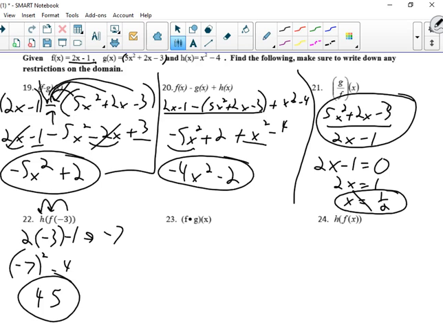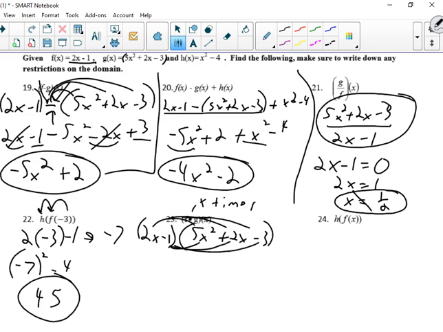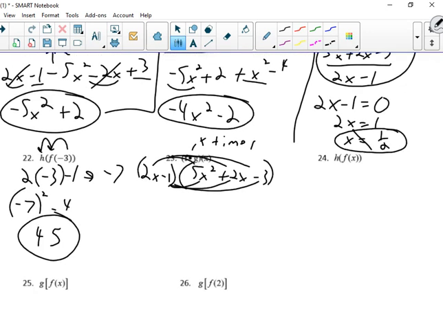23, f of g of x. I'm sorry, not of. It's a solid dot. This means multiply, times, all that good stuff. So now, what I told you not to do in 19, we're going to do it. 2x minus 1 times 5x squared plus 2x minus 3. We finally get to multiply. 2x times everything. Negative 1 times everything. 2 by 3 is going to give us 6 terms.